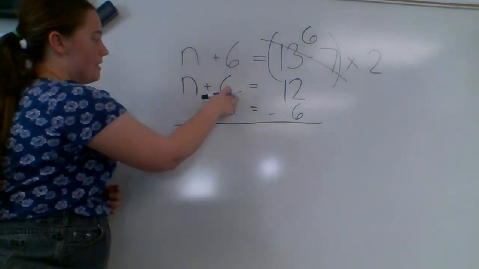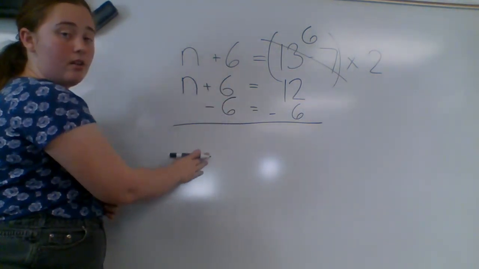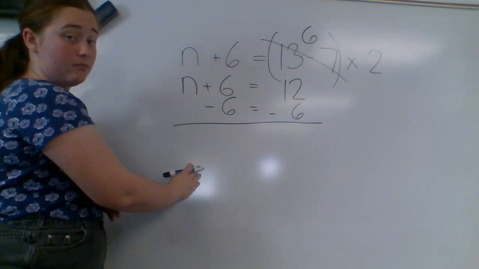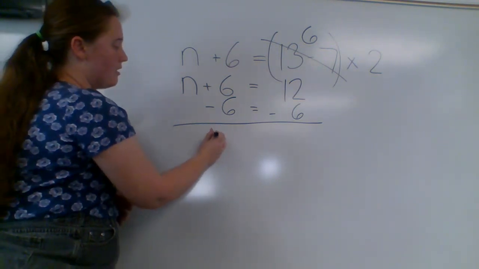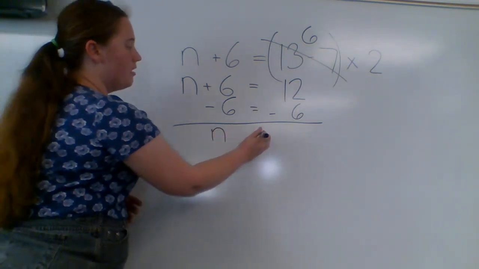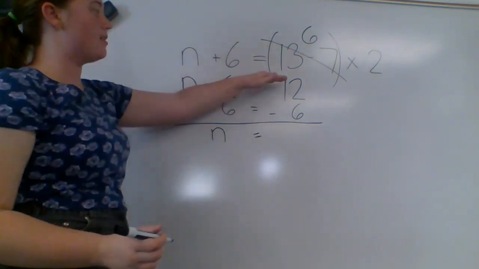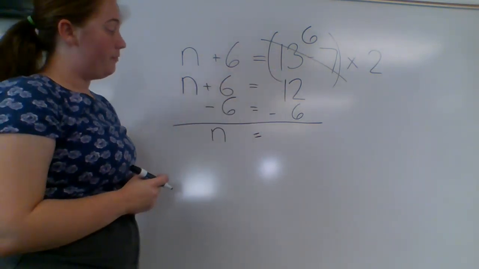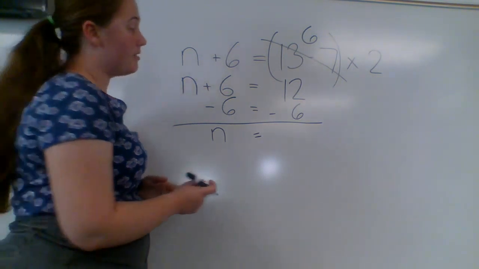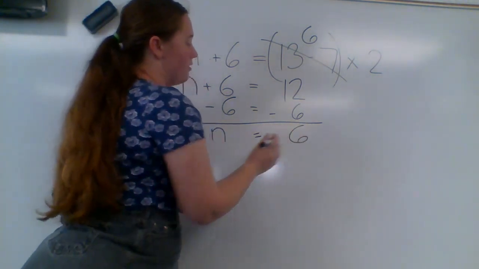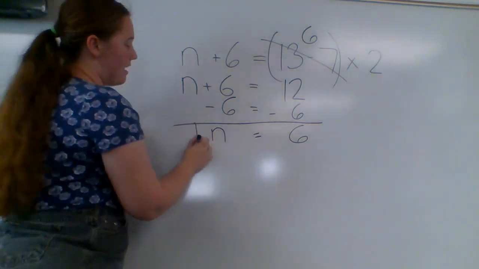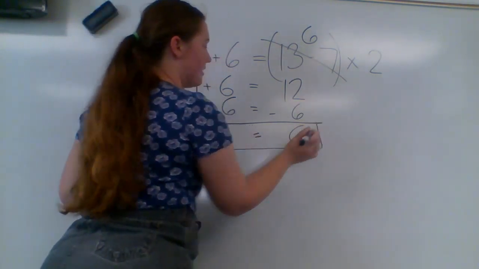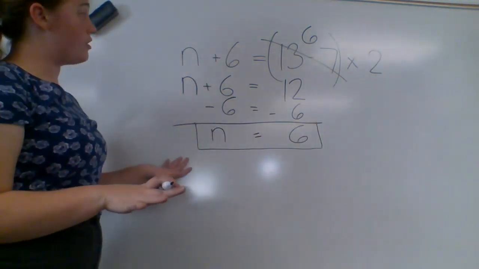N plus 6 minus 6 equals, well, what do we have left over here? Right, it's just that n. We're going to put it equals, and now we need to solve this over here. 12 minus 6, right, it's just 6. So my answer is n equals 6. And let's check that real quick.